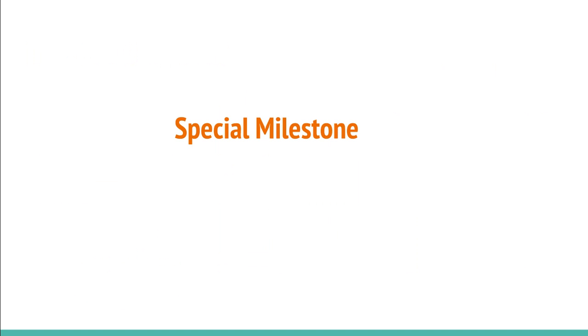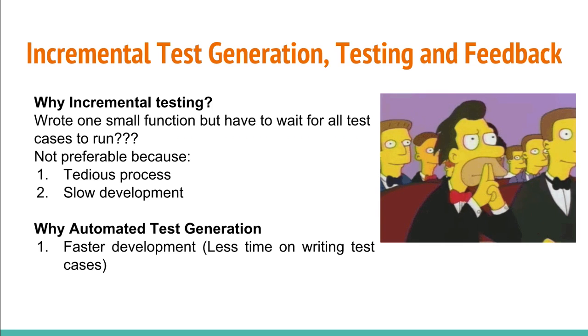Special milestone. For our special milestone, we decided to add a new step to our deployment strategy by using a more advanced test generation technique. We call our new step incremental test generation, testing, and feedback. The logic behind it is if you have made a small change in the code which doesn't affect other parts of your project, then you wouldn't want to wait till the full suite of test cases ran. It slows down the entire development process to run the whole host of test cases for each small code change.